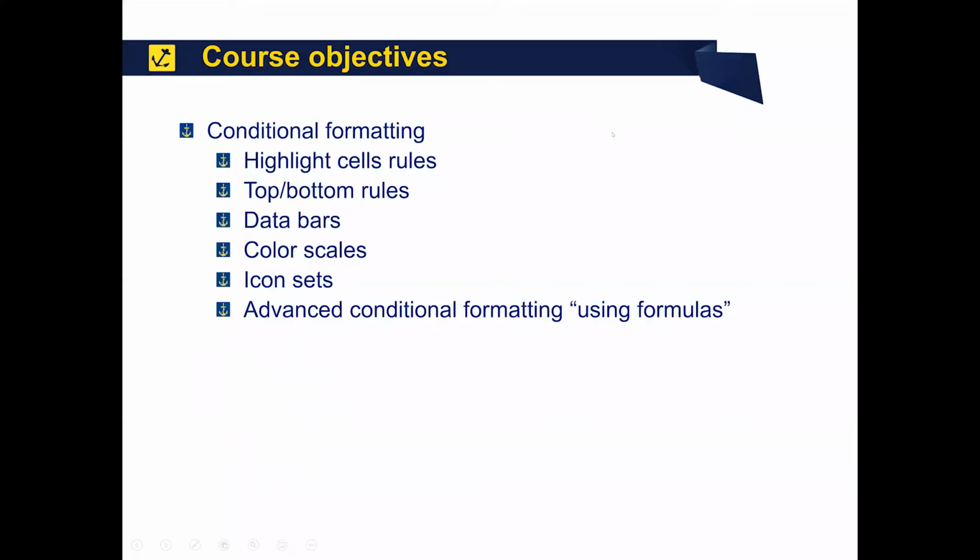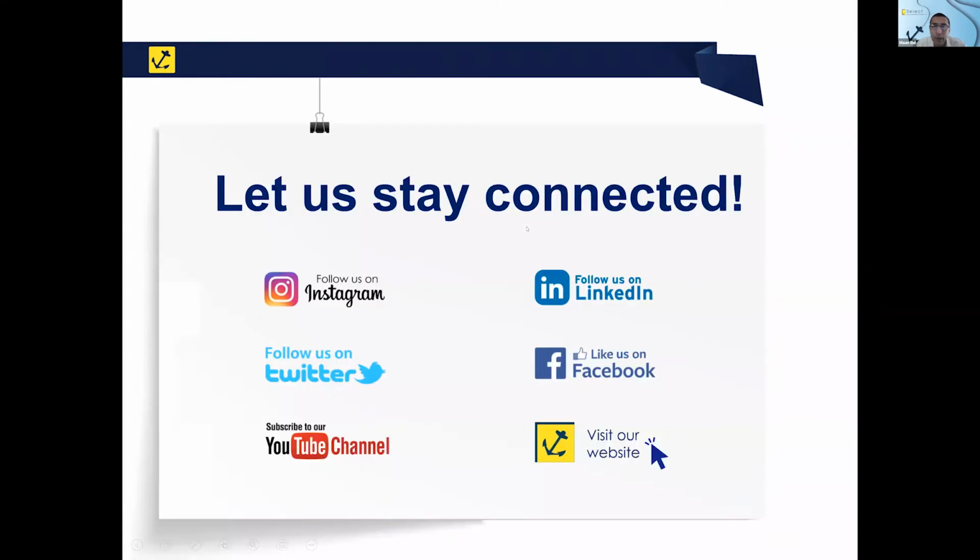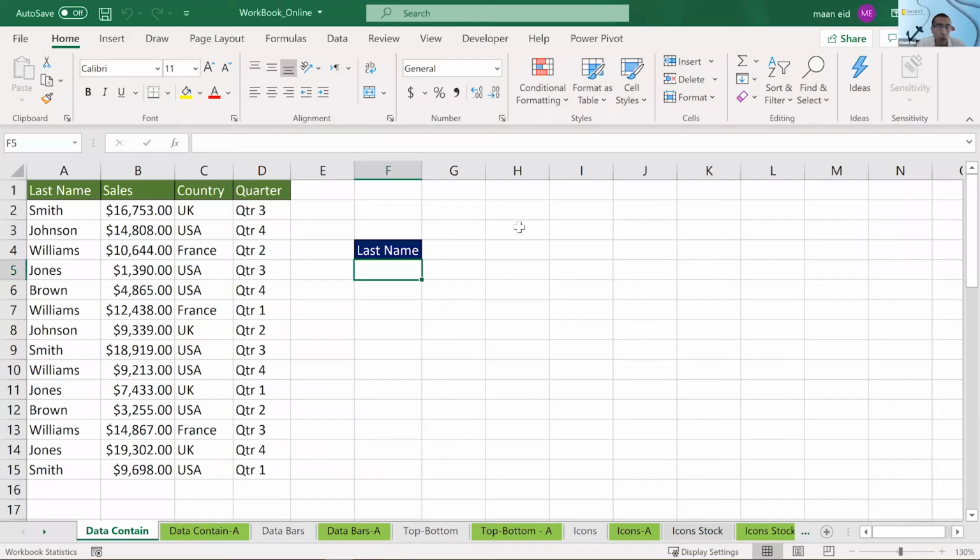What is the objective of today's course? It is conditional formatting. I will cover highlighting cell rules, top/bottom rules, data bars, color scales, icons, and advanced conditional formatting. This one is tough. We also have filters: how to filter text and dates, and also the advanced filter. So we'll cover all of that. I hope you will like it. So all about conditional formatting and filters, and here we start.